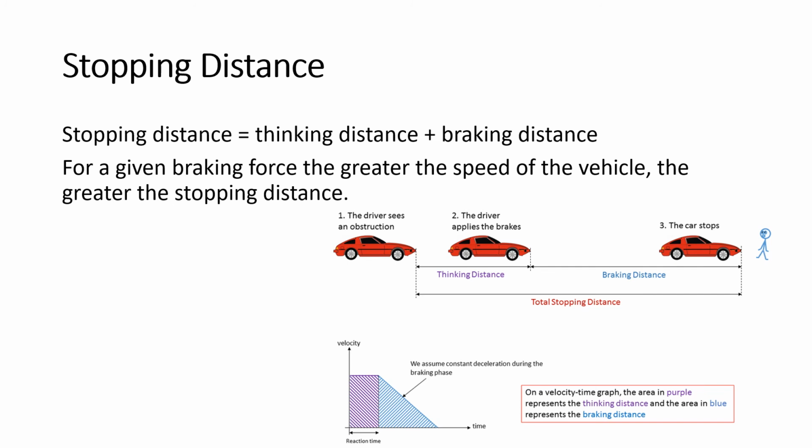And in the graph at the bottom, you can see that during a person's reaction time, the velocity of the car doesn't change. It's while they're sort of thinking about putting their foot on the brake. So they travel at constant velocity at first, and then the velocity decreases at a constant rate when they are braking.